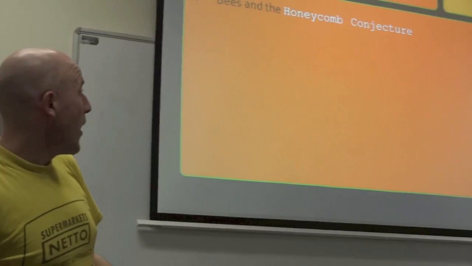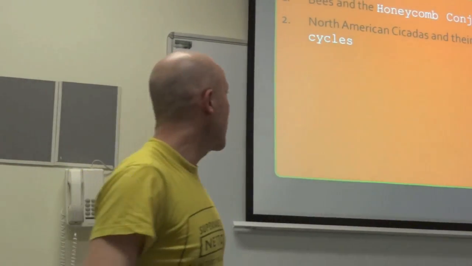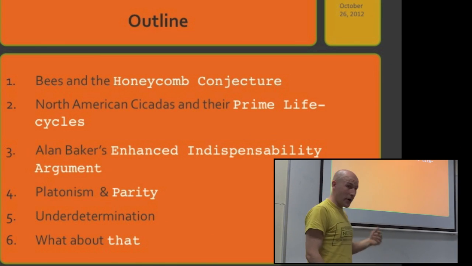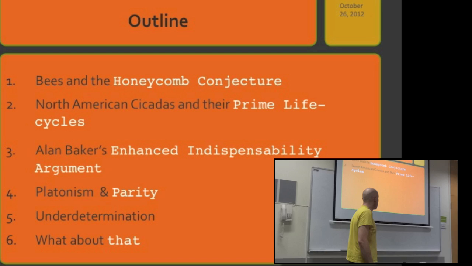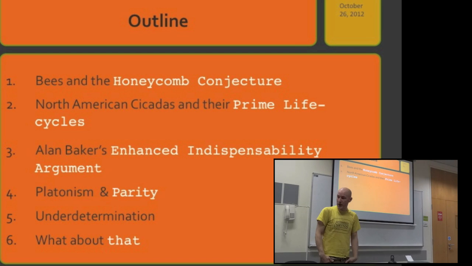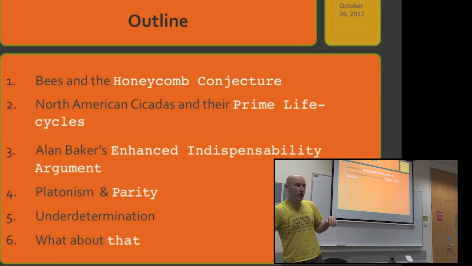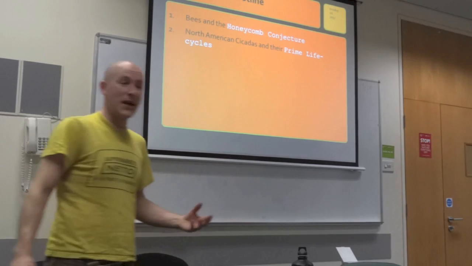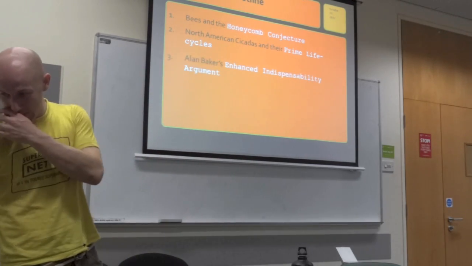I want to talk you through a couple of examples, and they're supposed to get you into the spirit of the thing. One is about honeybees and the honeycomb conjecture. The other is about cicadas, which have prime life cycles. I'll explain each of those white terms. Hopefully you know what a bee is, and a cicada is just another type of insect. So the white terms will be explained.